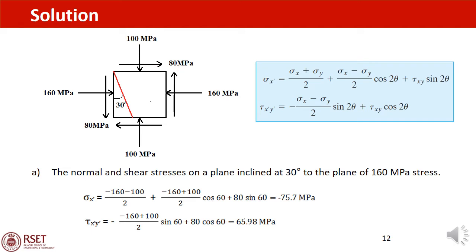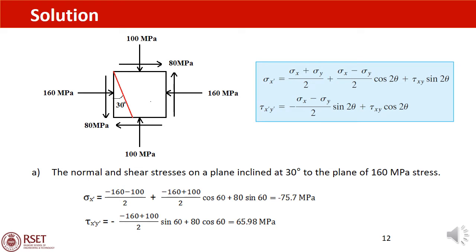And this is the plane on which the 160 megapascal stress is acting, and you are asked to find out the stress components on a plane which is inclined at 30 degree to the plane of 160 megapascal stress. So we need to find out the values of sigma x dash, which is acting perpendicular to this plane, and the value of tau x dash y dash, which is acting parallel to this plane. And we have the expressions for sigma x dash and tau x dash y dash.